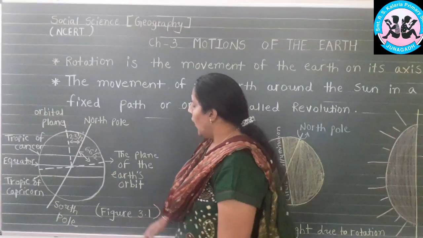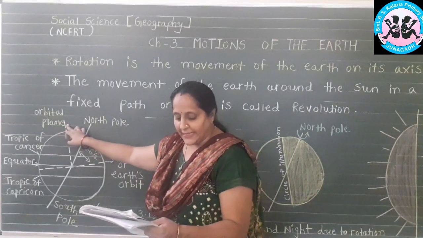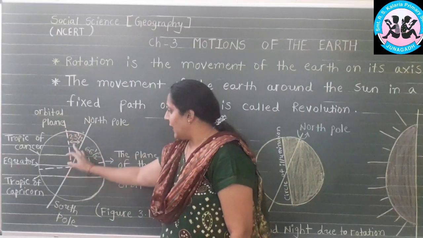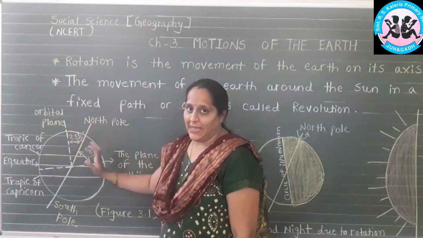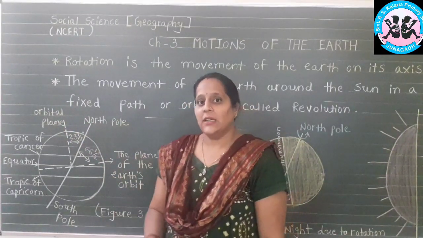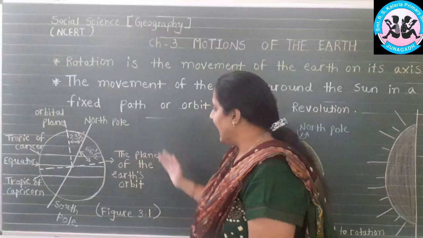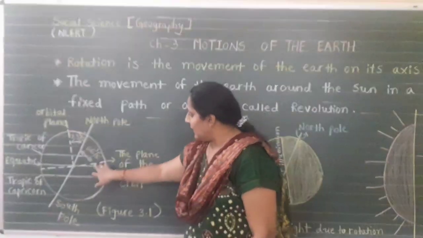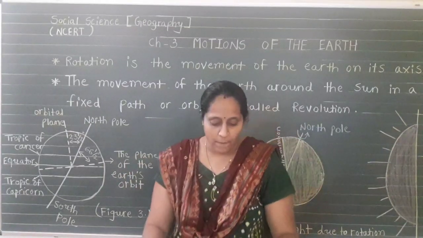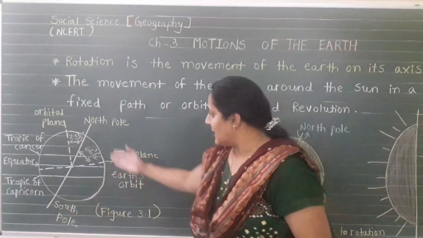So here you see there is an orbital plane. It is called the vertical line from the earth to the orbital plane. It is situated at 23.5 degrees. Yes, these all are imaginary lines to understand how the day and night change according to the sun. So here in detail we study another imaginary line which shows you the plane of the earth's orbit.